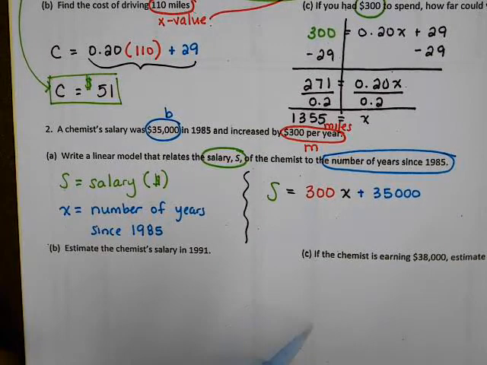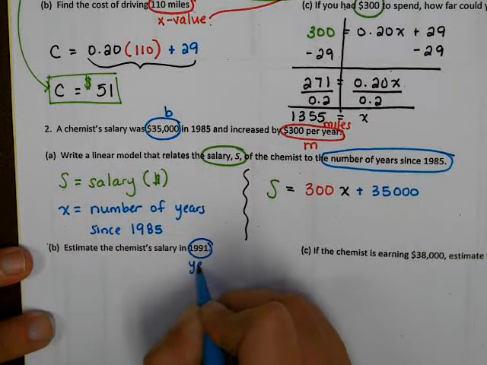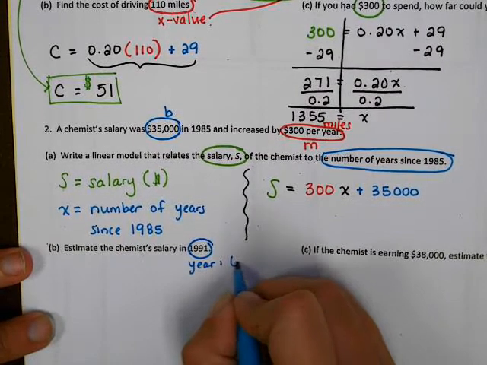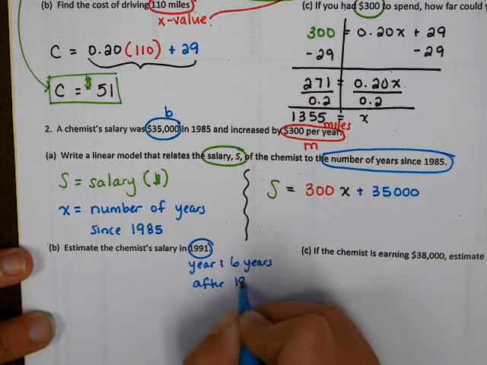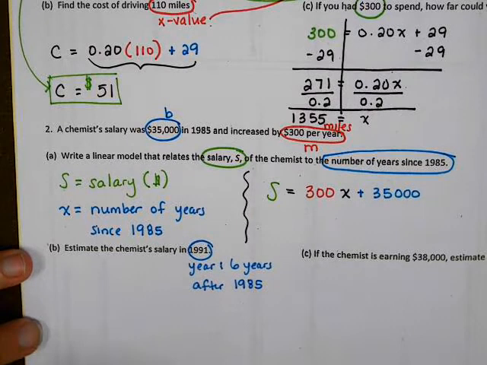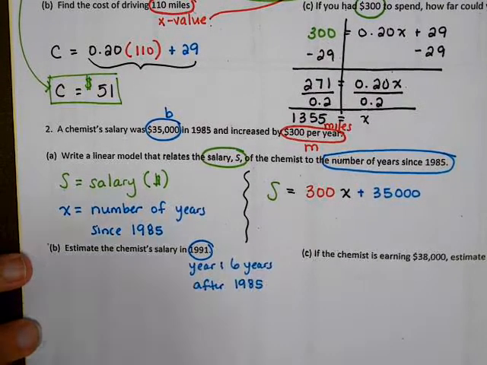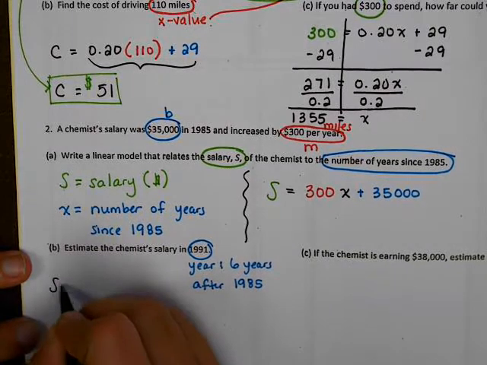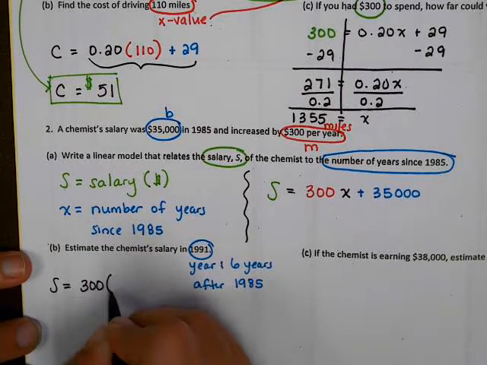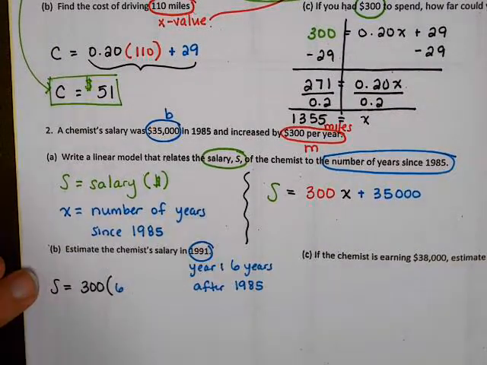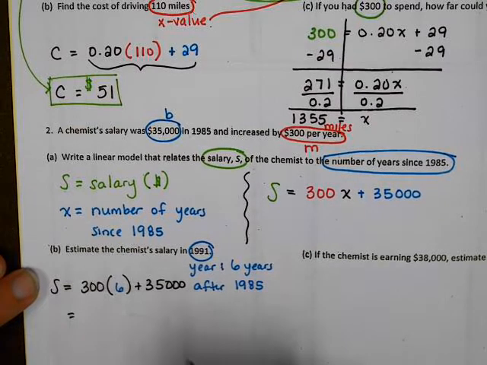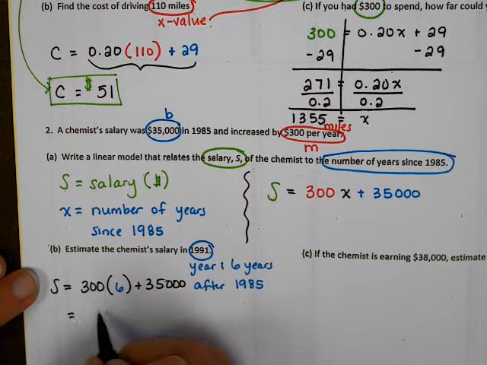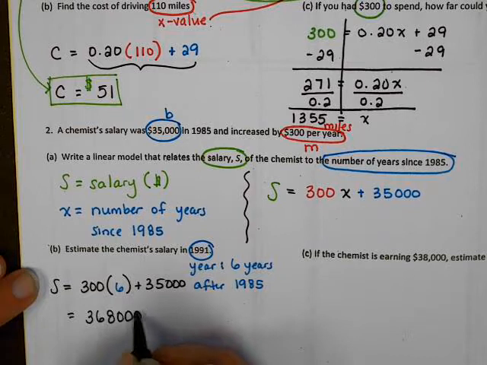In part B, it says estimate the chemist's salary in 1991. 1991 is a year, and that year is 6 years after 1985. So my value that I'm going to plug in is going to be 6. So I would write S equals 300 times 6 plus 35,000. So in the end, I'm using my calculator, I should get 36,800.